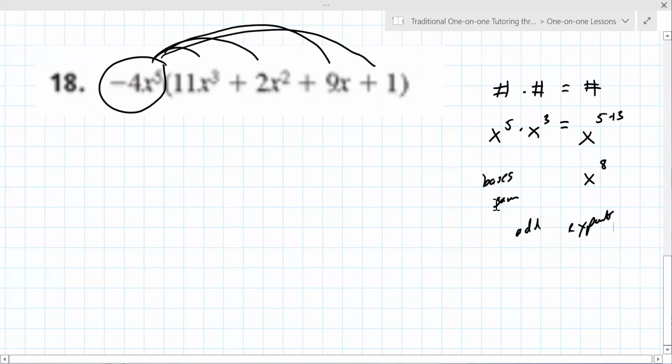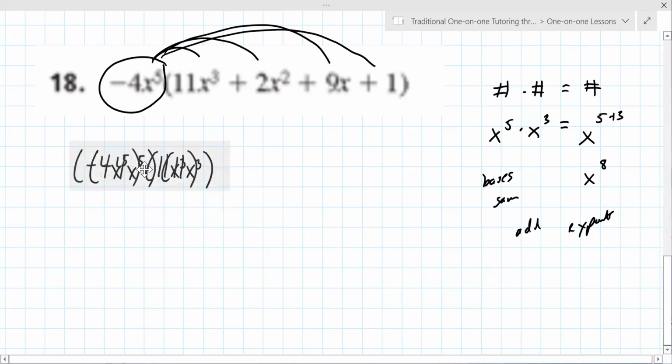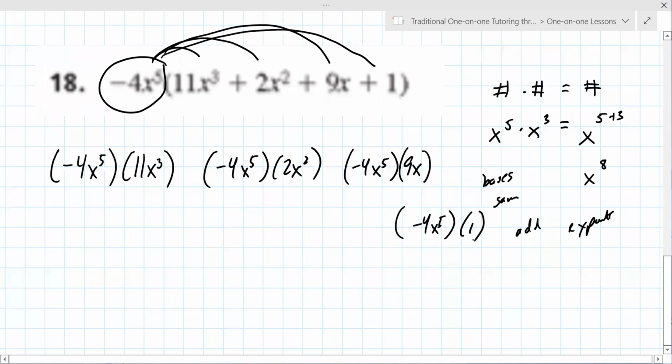This is what you don't want to do, but this is what you want to visualize writing. You don't want to write this out because it's very slow, but that is essentially what you're doing. You're taking negative 4x to the 5th times 11x cubed. Then minus 4x to the 5th times 2x squared. Then minus 4x to the 5th times 9x. And then lastly, minus 4x to the 5th times 1. That's what you're doing. I don't want you to write this down. It will become burdensome on tests and quizzes.